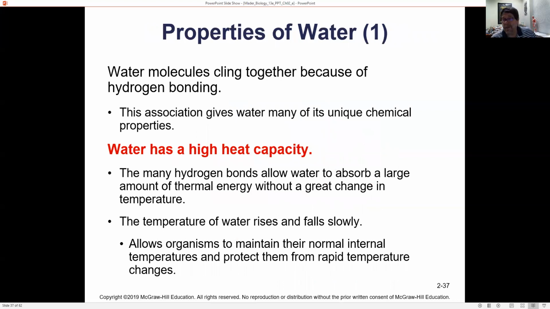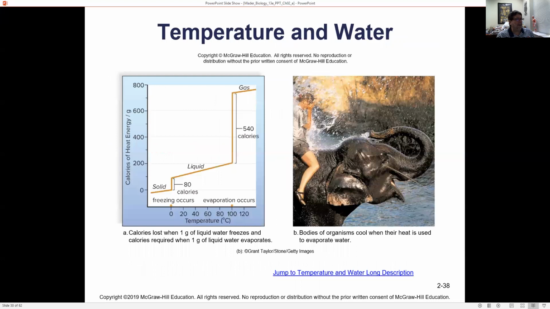Because it's so cool, there are a couple of weird things that make water special. Water has a high heat capacity, meaning it can store heat. This is the amount of energy it takes to turn ice into liquid. There is 80, and then another 540 calories to make it vaporize. When you boil water, you break hydrogen bonds and create water molecules that go up into space.